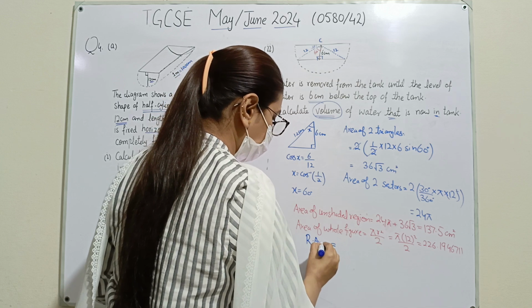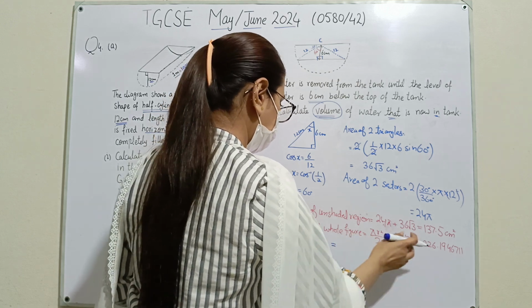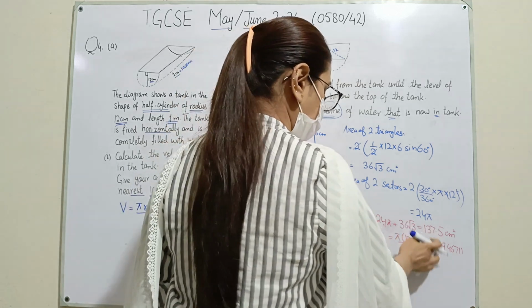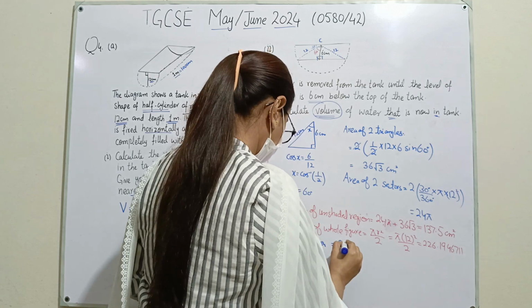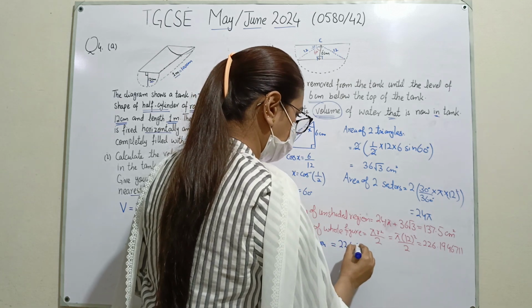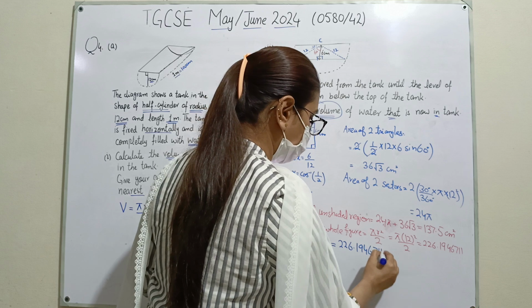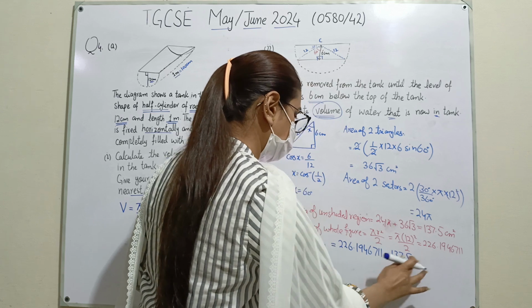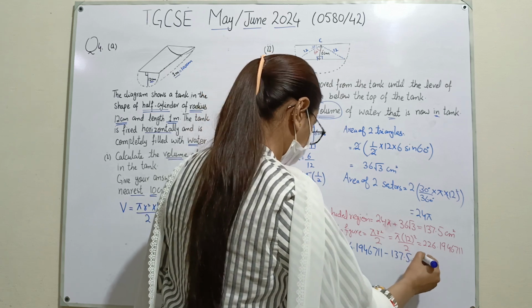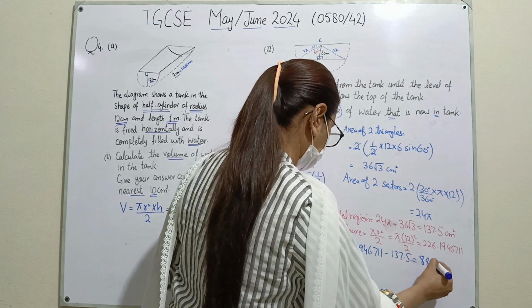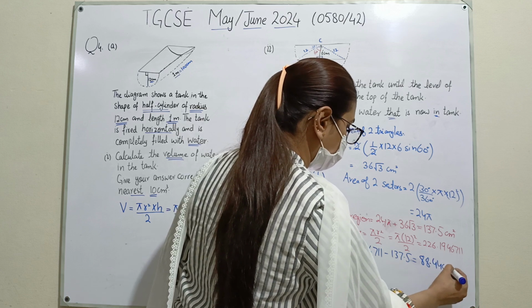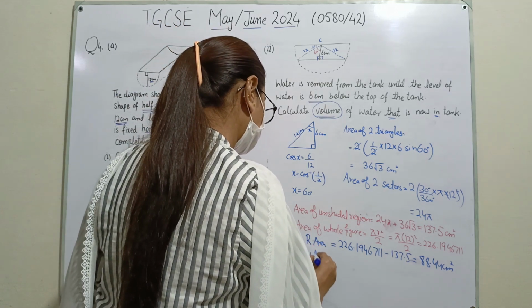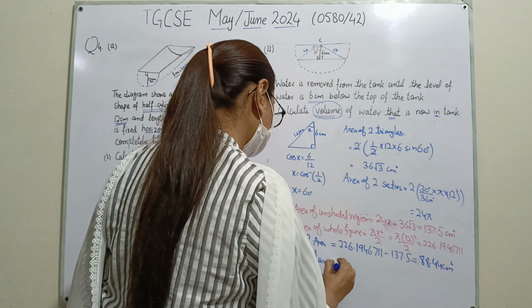The required area will be, you have to subtract these 226 and these two values. 226.1946711 minus 137.5. Here the answer is 88.44 centimeter square. Now you have to move toward the requirement of the question, that is volume.